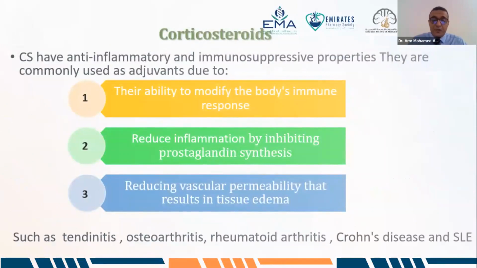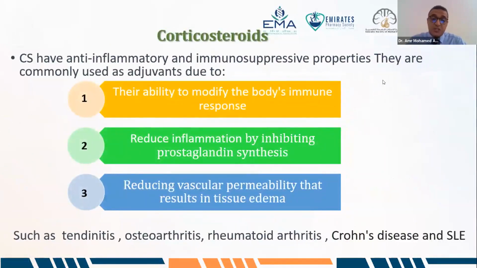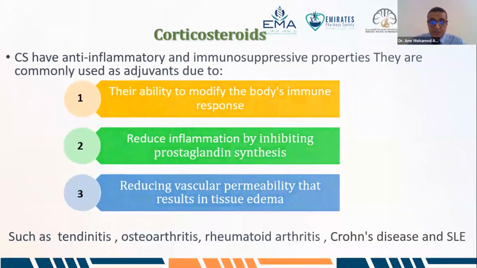Another group that can also be used as adjuvant analgesics is corticosteroids. Of course, corticosteroids have anti-inflammatory and immunosuppressive properties. They are commonly used as adjuvants mainly due to their ability to modify the body's immune response and reduce inflammation by inhibiting prostaglandin synthesis and reducing the vascular permeability that results in tissue damage, such as in tendinitis, osteoarthritis, rheumatoid arthritis, Crohn's disease, and systemic lupus erythematosus.